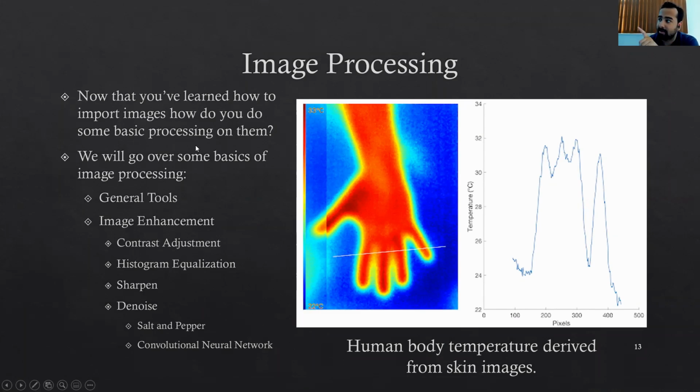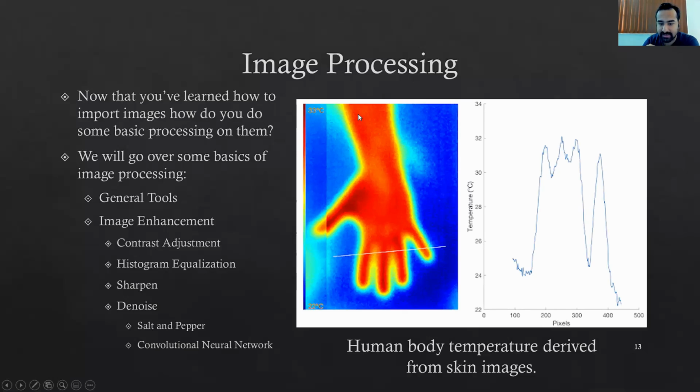In the first webinar I did, I showed you guys how to import images. Now we can do some basic processing on them. So what am I going to go over? Some general tools that you'll need to work with images in MATLAB, and how you can do image enhancement. So contrast adjustment, histogram equalization, sharpen, and then denoising an image. Specifically 2 types: how to denoise salt and pepper distorted images, and how to denoise an image using a convolutional neural network.